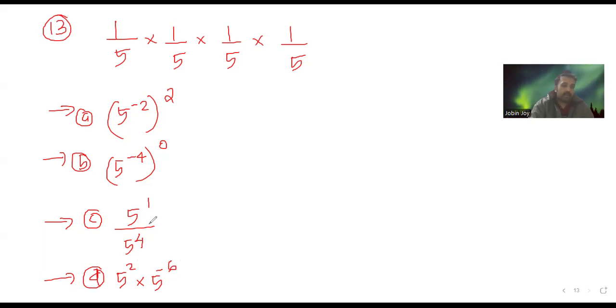Okay. So out of these 4 options, 2 answers are correct. So you should select 2 correct answers from these 4 options. So first I will check this 1 by 5. How many 1 by 5? 4, right? That means 1 by 5 the whole raised to 4. Correct? 1 by 5, the whole raised to 4.